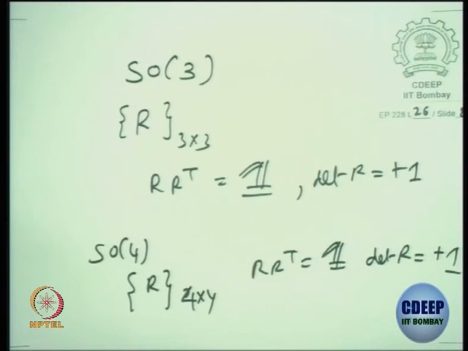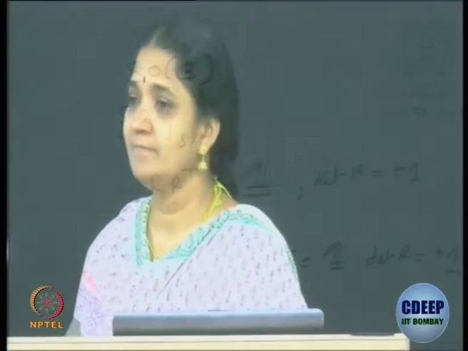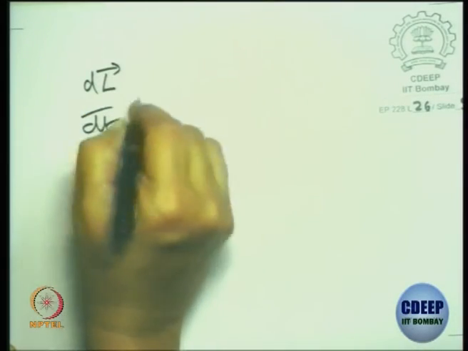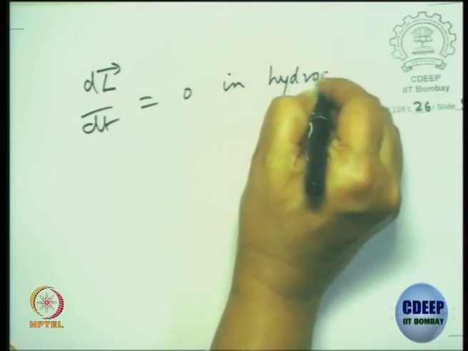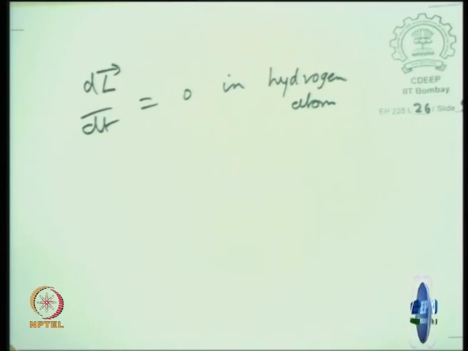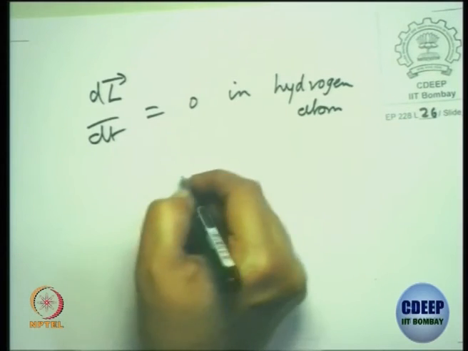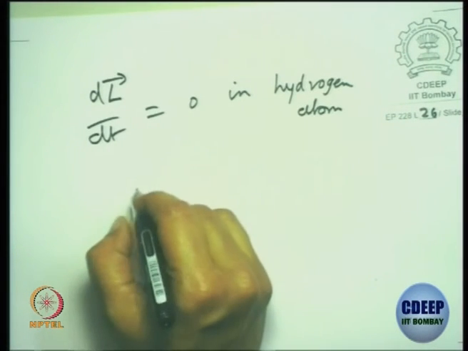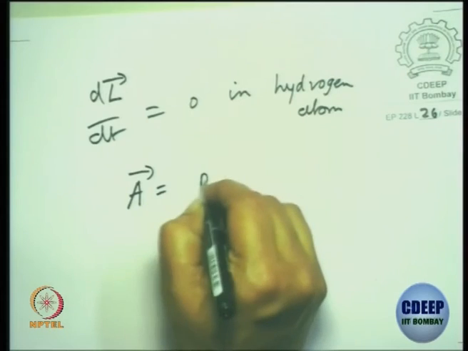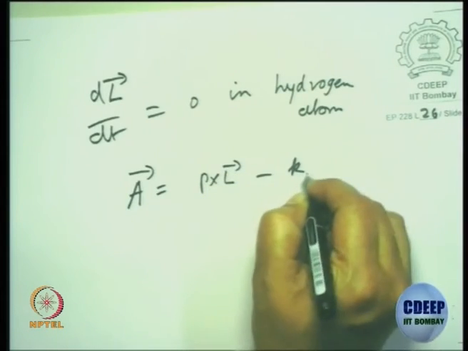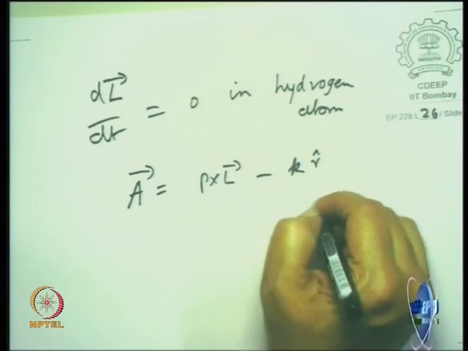But why am I trying to push you onto SO4 is that if you know your hydrogen atom problem, you all know angular momentum is conserved. So you have angular momentum in the hydrogen atom. In classical mechanics, I am sure you have all done the Runge-Lenz vector, right? What is the Runge-Lenz vector? They denote it by P cross L minus K R hat, something like this. It's from my memory.